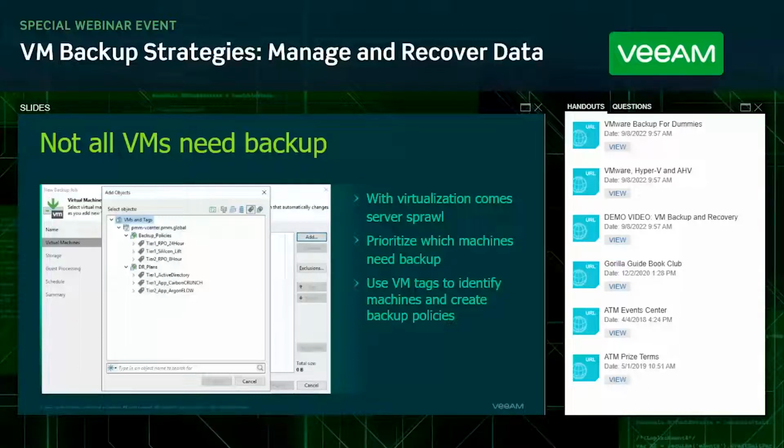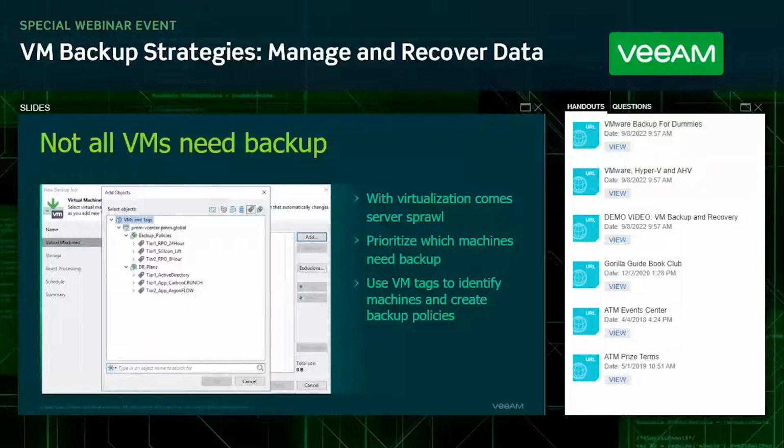So, of course, with virtualization comes server sprawl, meaning you could have a VM over here, a VM over there that's maybe not that important. Maybe you can cut out one or two from being backed up, or maybe you do want to back up everything. But Veeam gives you the ability to prioritize which machines need backup. You can back up a machine as frequently as you want, or if you have a machine that doesn't change too frequently, maybe you just grab it once a week or so.